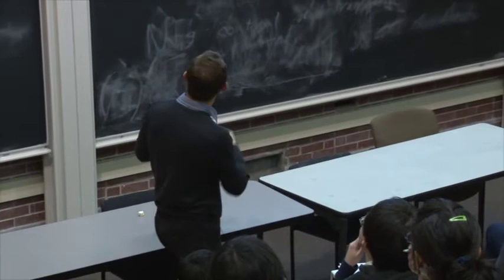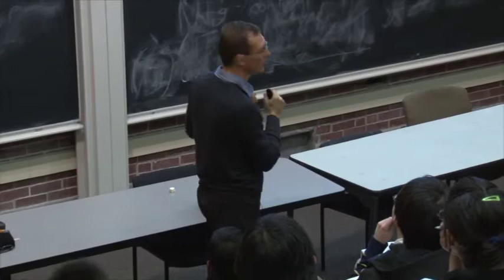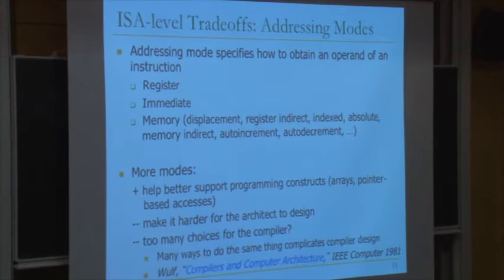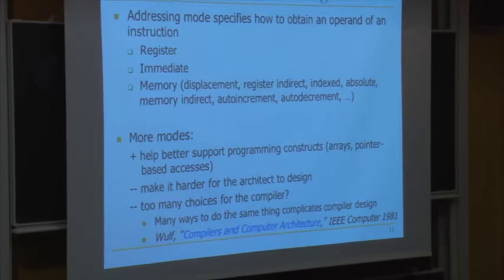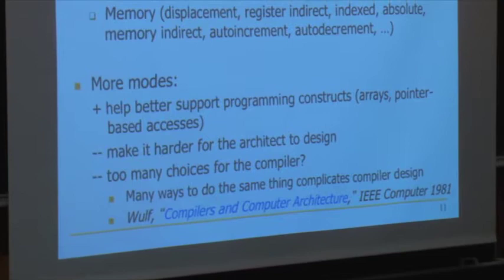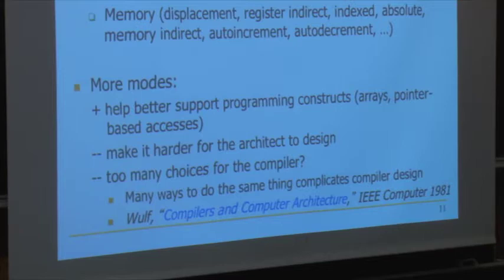Addressing mode, remember that it specifies how an operand is obtained, right? Within an instruction. It could be register, immediate, and there are many memory addressing modes. And if you have more modes, the advantage of this is you can help better support programming constructs. This is very clear. We discussed this last time. Arrays, pointer-based accesses, etc. Of course, with every choice we make, there's a downside, right? If you have more modes, this is now made harder for the architect to design. You've got to support all these things. And we'll see some things in x86 architecture that look kind of ugly. And it could also be harder for the compiler.